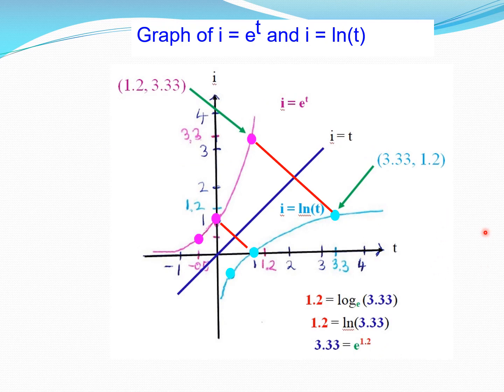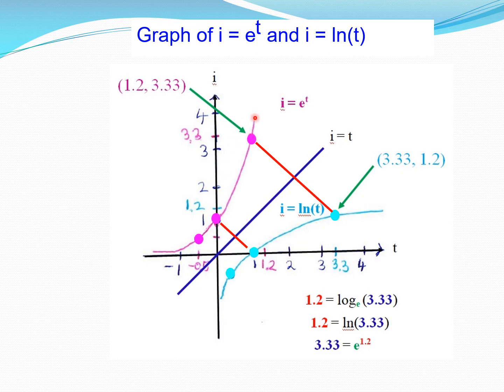And as we saw when we were doing the log to the base 10, I equals 10 to the power of t, and the opposite function I equals the log of t, log to the base 10, we have here that I equals e to the t and I equals the ln of t are inverse functions of each other. So here's the graph of I equals e to the t, here's the graph of I equals the ln of t, and here's the line I equals t. So there's a symmetric relationship between both functions, an axial symmetry or reflection about that line.